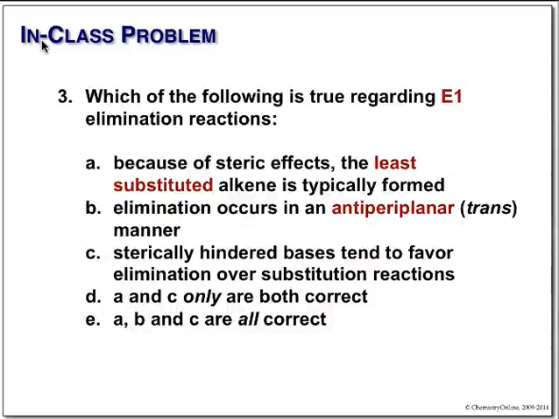All right, E1 again. Because of steric effects, the least substituted alkene is typically formed. No, that would make Zaitsev very unhappy. We always try to shoot for the most highly substituted alkene. Elimination occurs in an anti-periplanar manner. No, that's an E2 reaction, isn't it? In an E2 reaction, the hydrogen is removed, it's trans or anti to the leaving group, and they must be coplanar. But that's an E2, not an E1.